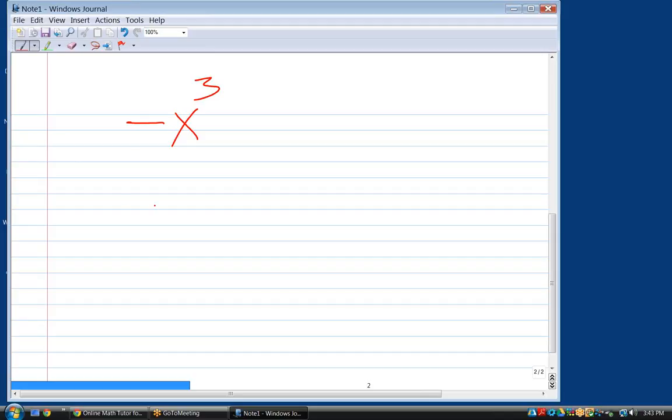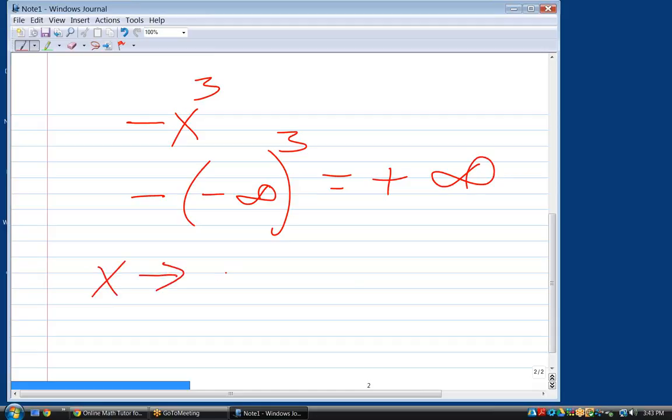Well, let's check negative infinity first. The easiest way to visualize this is to plug in negative infinity for x. What is negative infinity cubed? Negative infinity. What is negative times negative infinity? A positive. So, as x approaches negative infinity, y, or the function, goes to positive infinity. Okay?